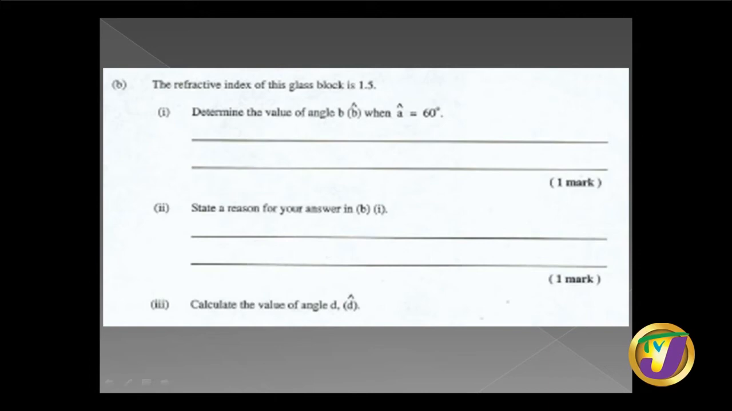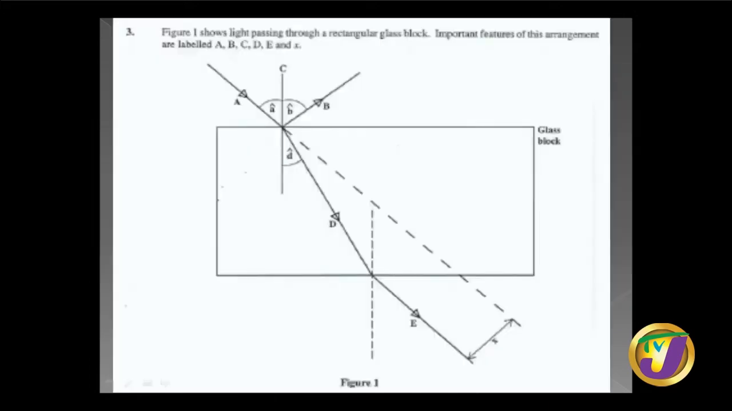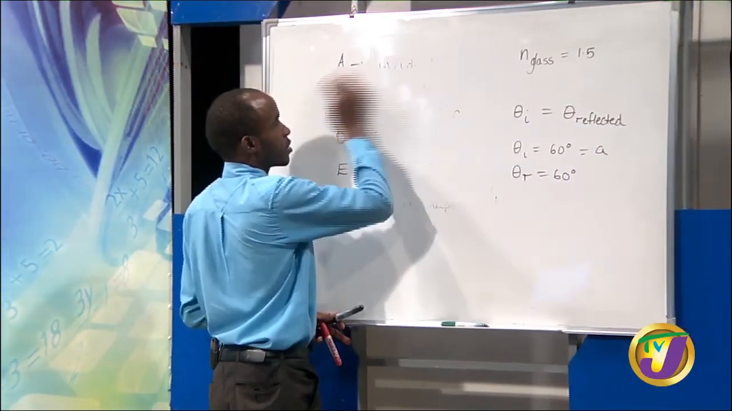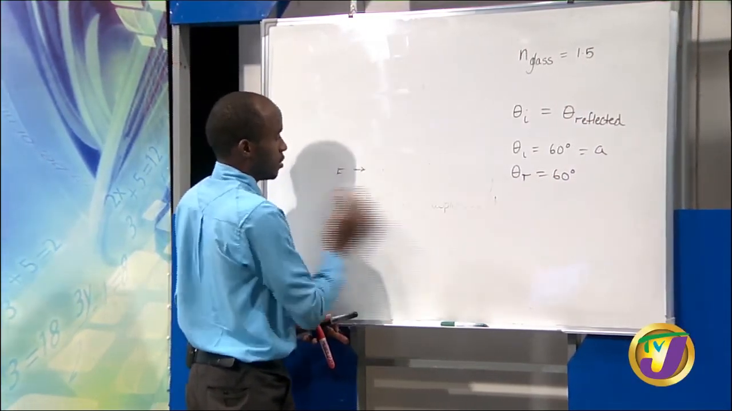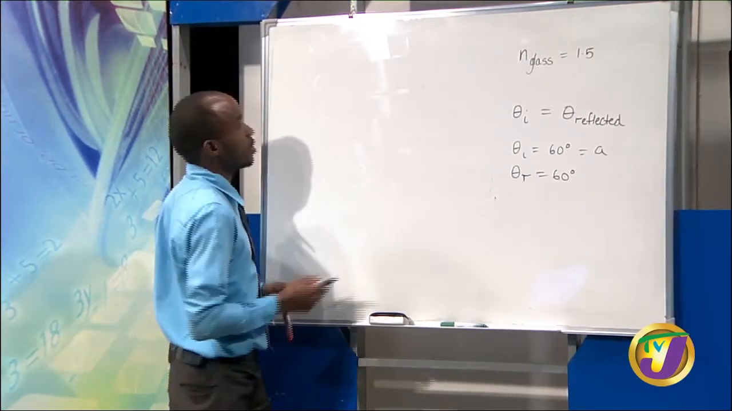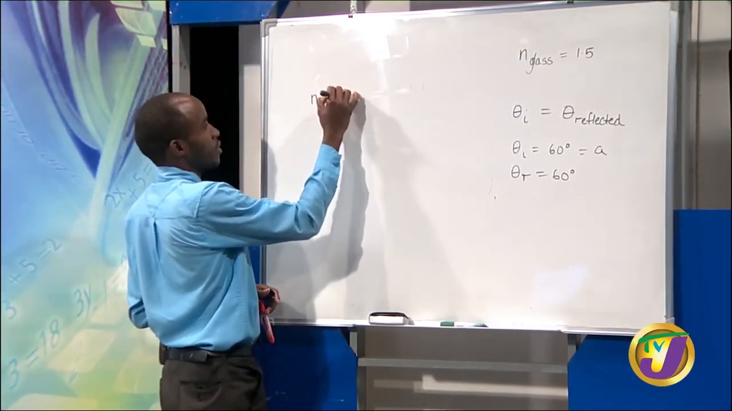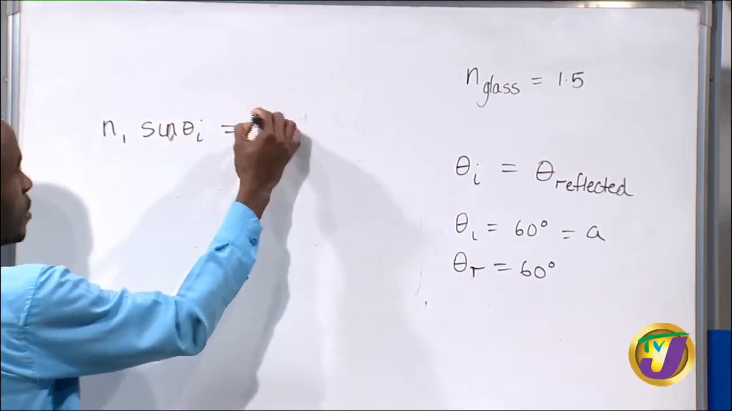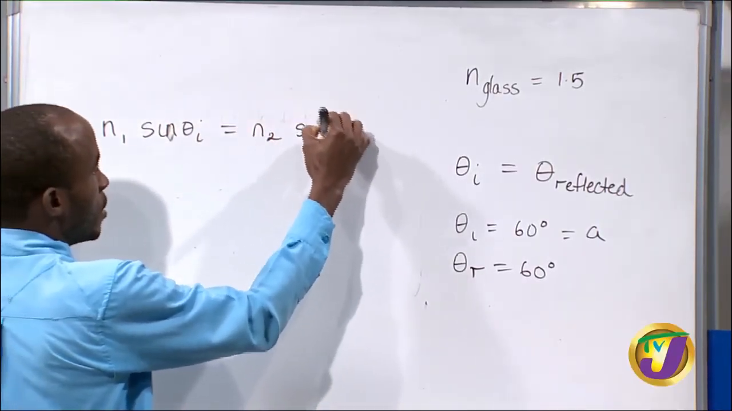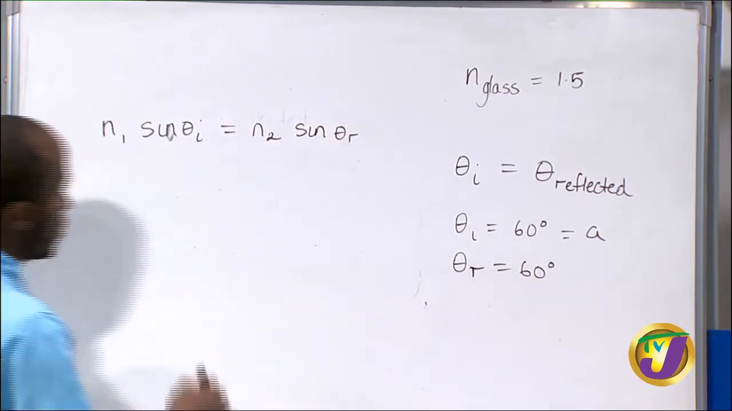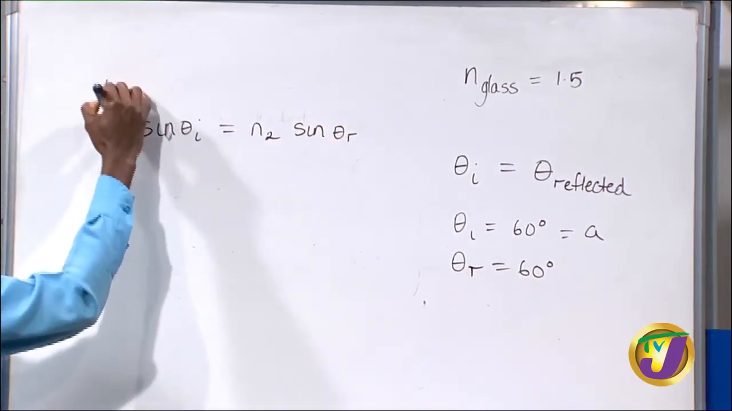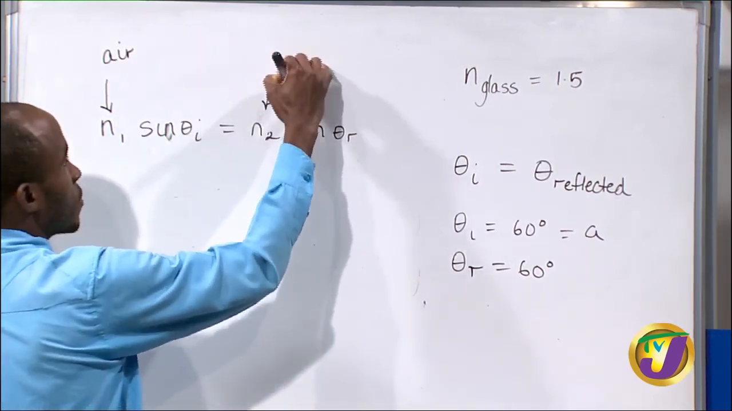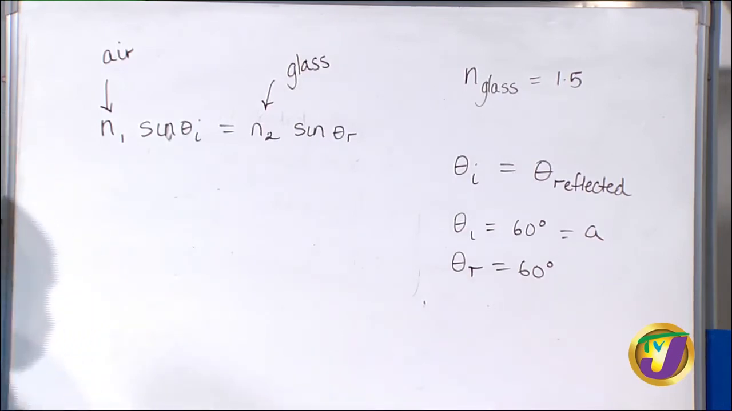Alright, calculate the value of angle D. Now for this one, we need to apply that equation that we just saw. So let me just rewrite that equation for you. We had n1 sine theta I is equal to n2 sine theta R. Now for n1, this is for air. n2 is for glass because we're moving from air to glass.